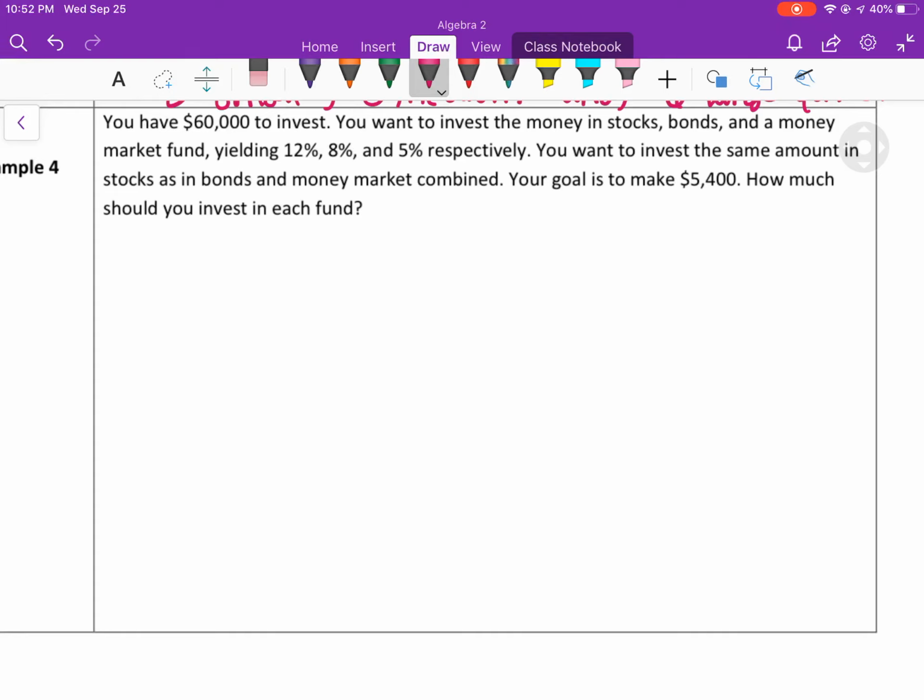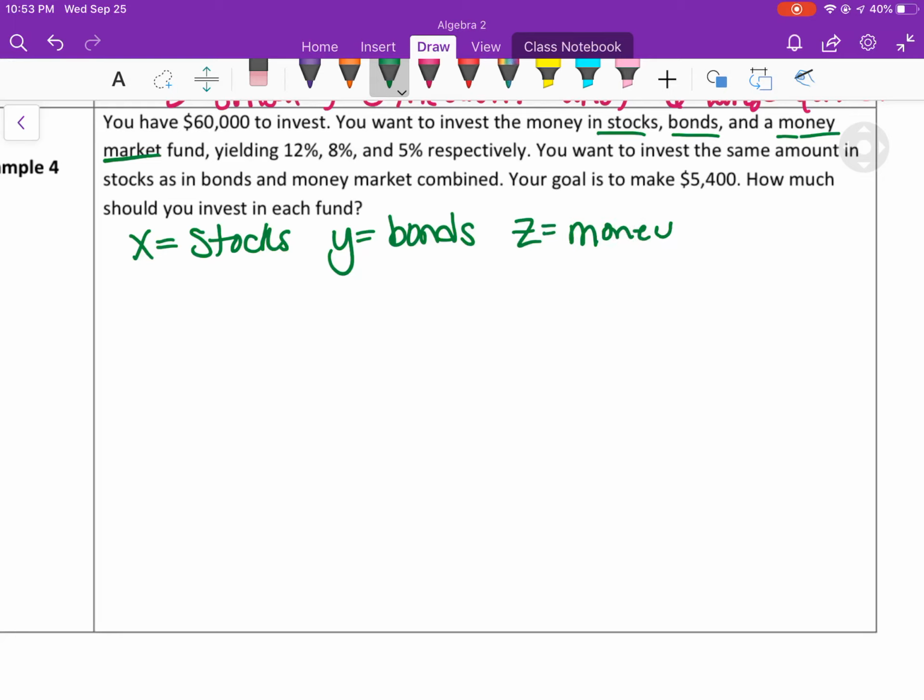You want to invest the same amount in stocks as in bonds and money market combined. Your goal is to make $5,400 in interest. How much should you invest in each fund? So we have 3 types of funds: stocks, bonds, and money market funds. So those are our variables. Let's let X be our stocks, Y be our bonds, and we'll let Z be our money market funds.